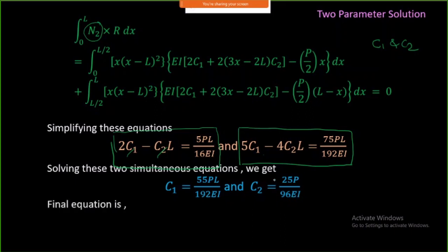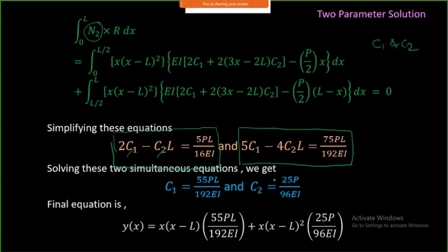Then you can substitute into the final equation. This will give a better solution because we are going for a higher order. We are taking a two parameter solution, considering two parameters, C1 and C2. That's why it is called a two parameter solution. Here is the C1 value, here is the C2 value. You can substitute into your equation and you will get a final solution.